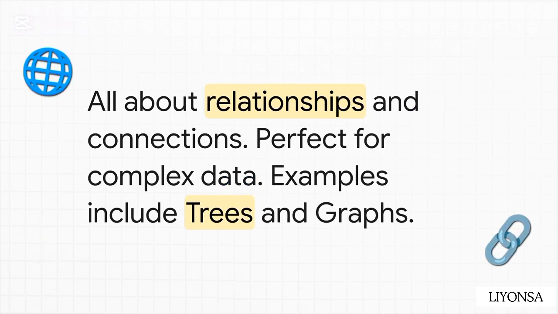Nonlinear structures, on the other hand, are all about relationships. A tree, for example, is hierarchical, just like the file system on your computer. One folder can hold many other folders. A graph is even more flexible, modeling all these many-to-many connections, like a social network where any person can be linked to any other. You can't just go through them in a straight line. You have to navigate the connections, which makes them perfect for representing our super interconnected world.